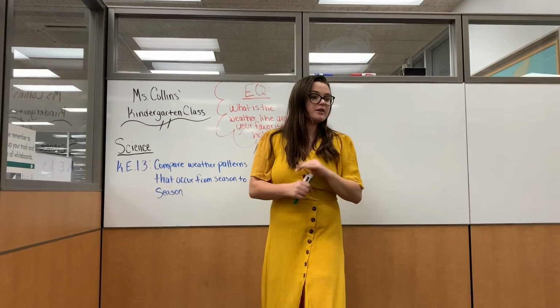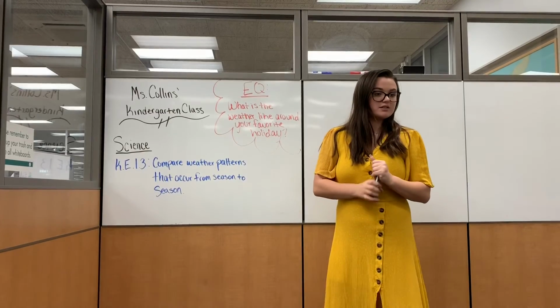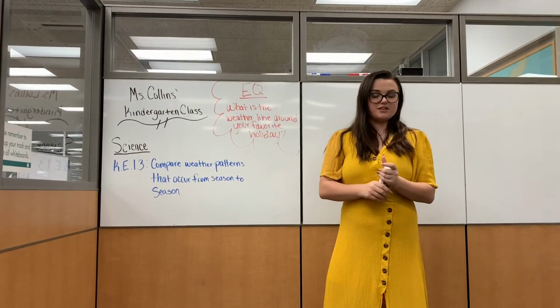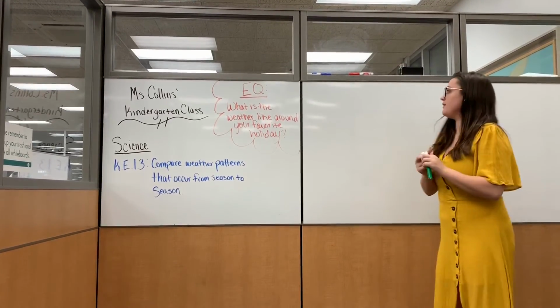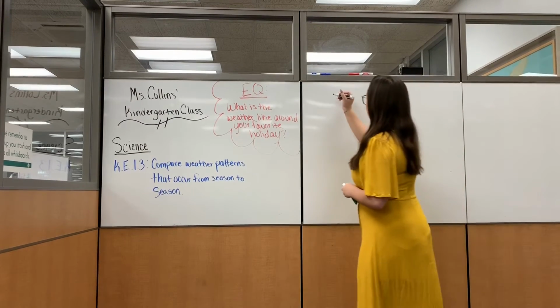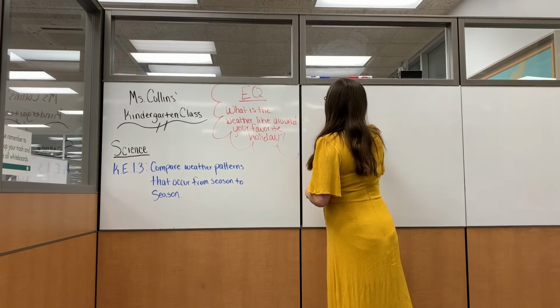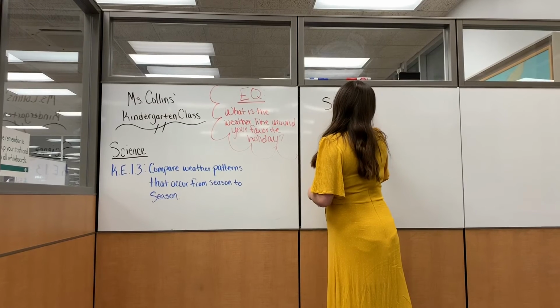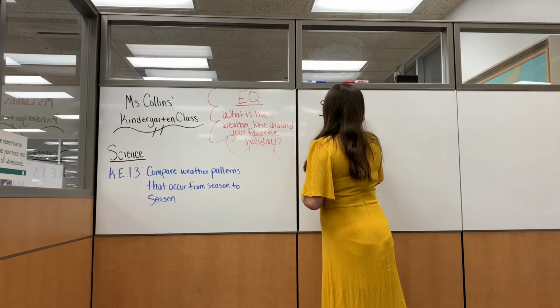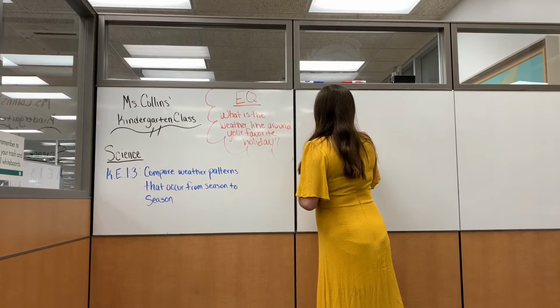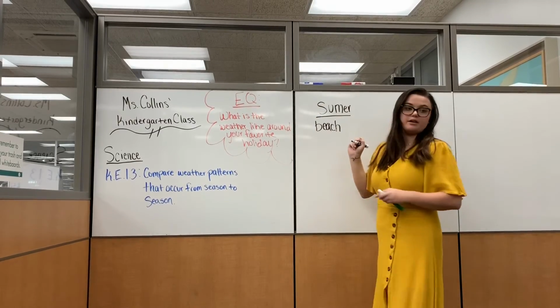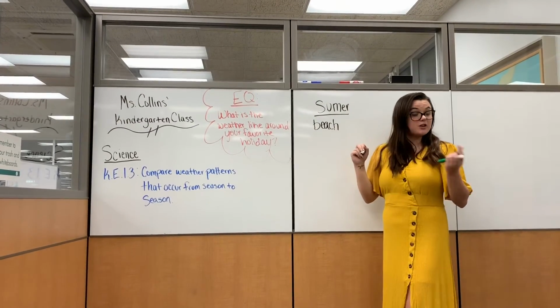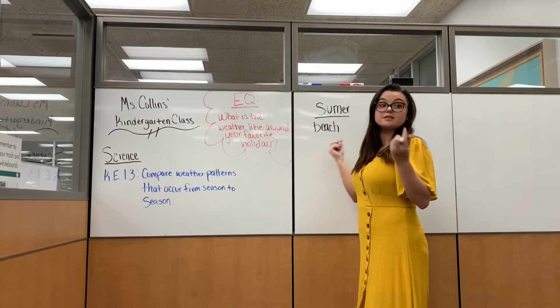What are you going to draw for your summer box? You're going to draw the beach. I'm going to write that up here, okay? For the summer box, that's a good one. How are you demonstrating the weather on the beach? You're going to draw the sun. Awesome, because it's sunny in the summer.